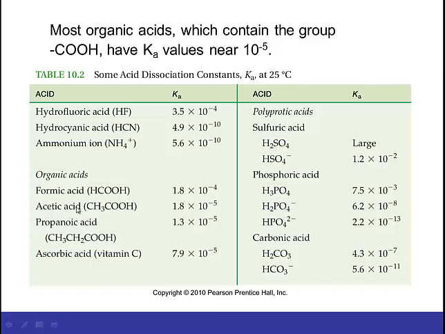So our acetic acid is all the way down at 1.8 times 10 to the minus 5. So we'd have to move this decimal back 5 places to get this Ka value. So we said our acetic acid is a fairly weak acid, and in general carboxylic acids are much weaker acids than things like sulfuric acid or hydrochloric acid that have a very large Ka value.